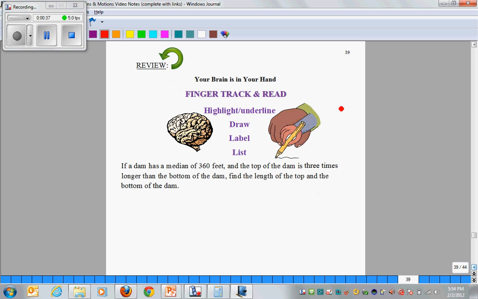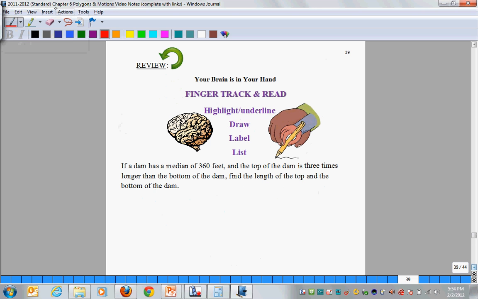Let's do a quick recap using our brain and hand techniques. Step 1, we're going to finger track and read out loud. Then we're going to highlight, underline, draw, label, list, and solve.